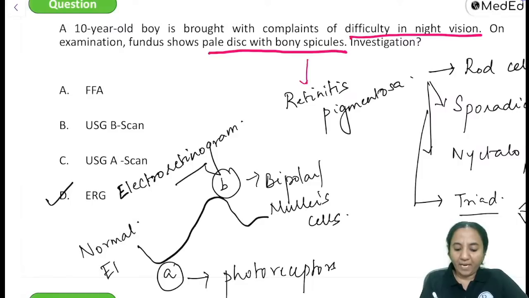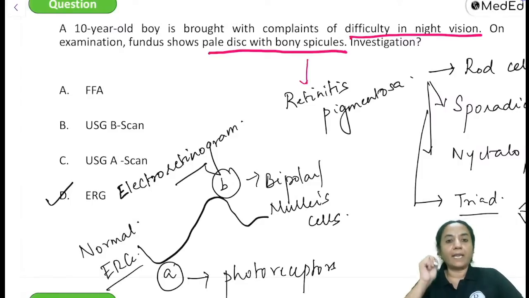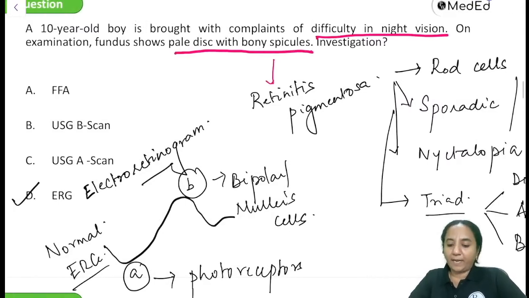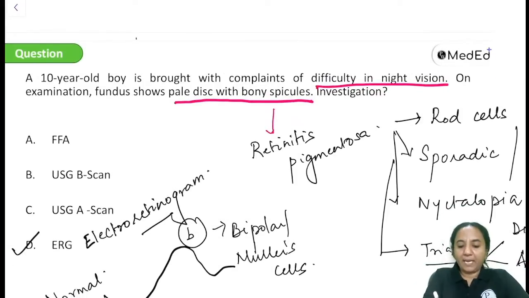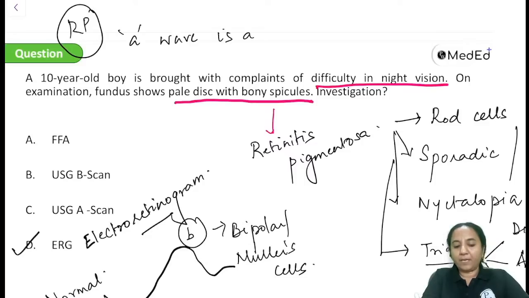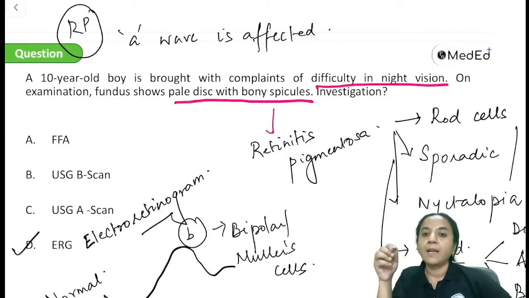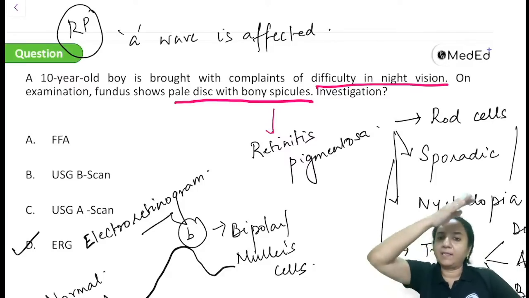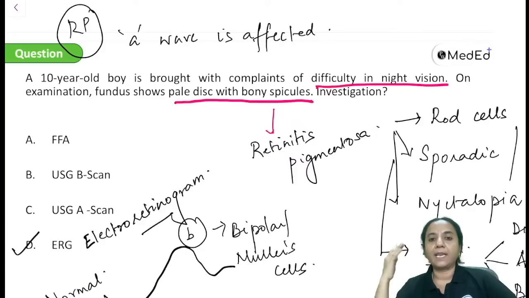So which wave of ERG is actually affected? It is the A wave. So in case of retinitis pigmentosa, the A wave of ERG is affected. A wave is affected because A wave arises from the photoreceptors, and what happens to the A wave? There is a decrease in the amplitude of this A wave. So this A wave is not as sharp as it is in a normal case. You get a decrease in the amplitude of the A wave in case of retinitis pigmentosa.